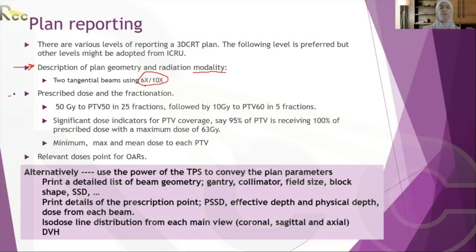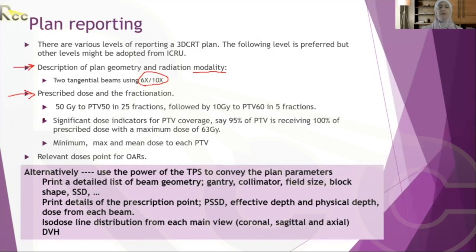And then you have to describe dose and fractionation. So you say 50 gray to PTV 50 in 25 fractions, followed by 10 gray to PTV 60 in 5 fractions. This is what is known as the boost, okay? Or maybe you can do what we call simultaneous integrated boost, especially if you're doing IMRT. You can say 50 gray to PTV 50 and 60 gray to PTV 60 in 30 fractions. Both of them will be receiving the required dose every day. So in 30 fractions, I'm delivering PTV 50 and PTV 60. Someone may say, so what's the big deal? Let's leave SIB for now, okay? So you have to describe what your dose is and the fractionation scheme.